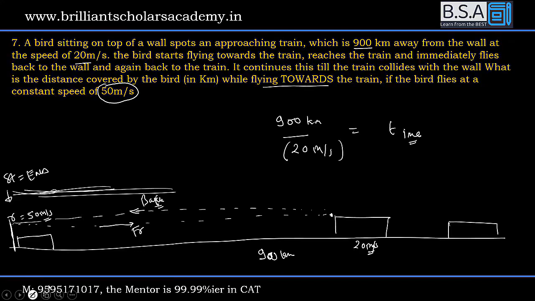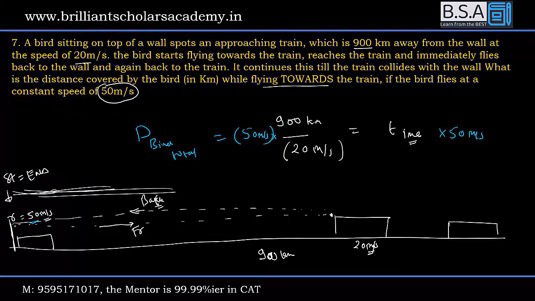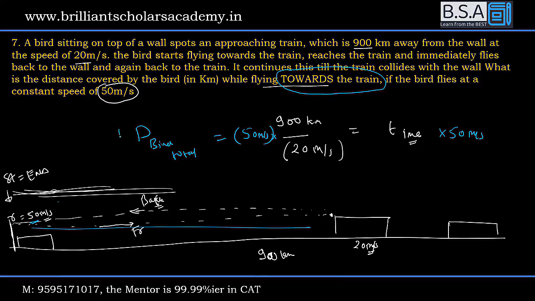Up to this amount of time, the bird continues to fly at what speed? 50. So if I multiply time with 50 meters per second, that is the distance traveled by the bird total while flying towards the train, also while flying backwards. Total distance is this much. Don't multiply yet. What is the question? How much has been traveled towards the train? Towards the train will be half of the bird's distance.